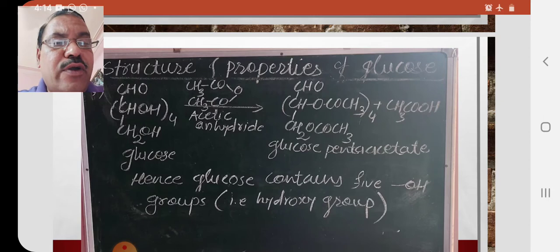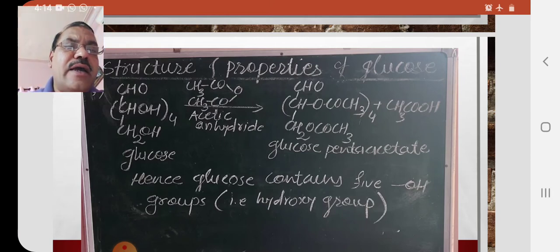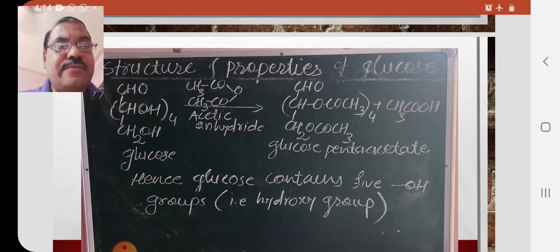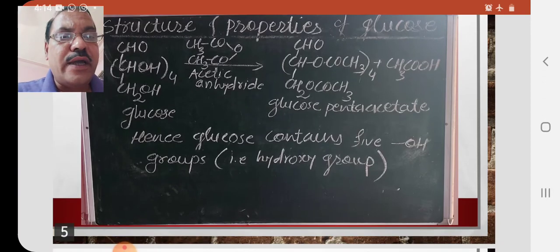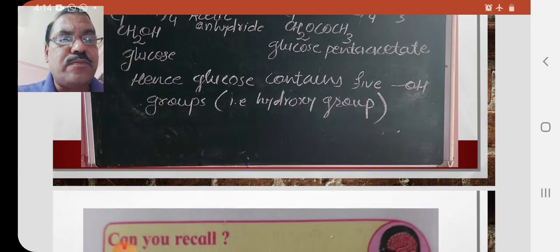Why does it contain 5 hydroxy groups? Because when it is reacted with acetic anhydride, glucose pentaacetate is formed, as 5 acetate groups get attached to glucose. Therefore, glucose must have 5 hydroxy groups in its structure. So, when glucose is reacted with acetic anhydride, glucose pentaacetate is formed. Hence, glucose contains 5 OH groups or 5 hydroxy groups.